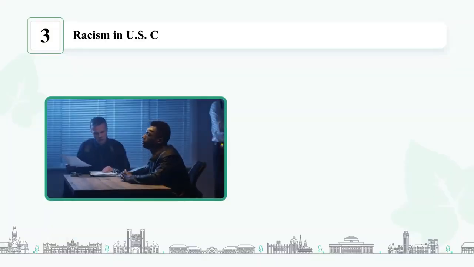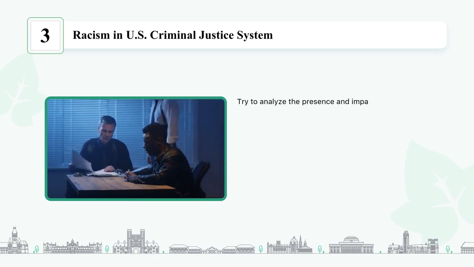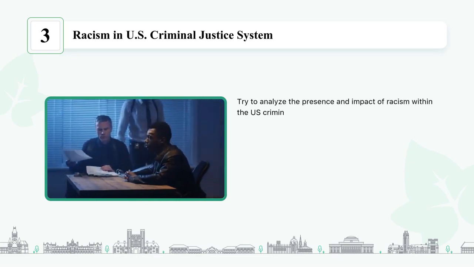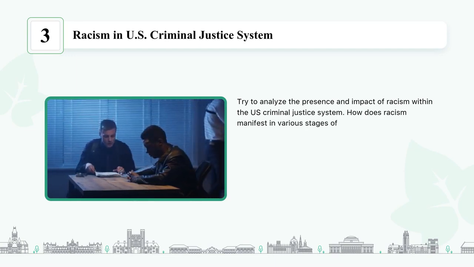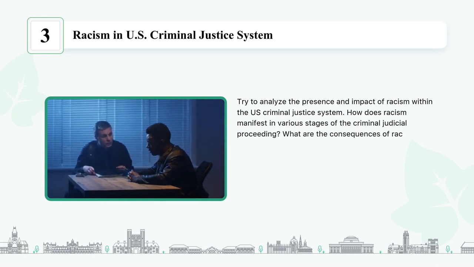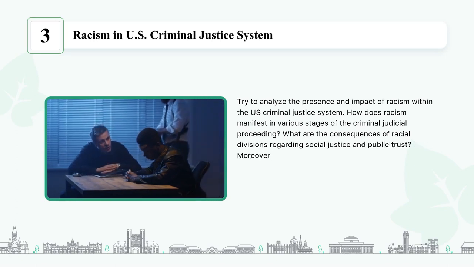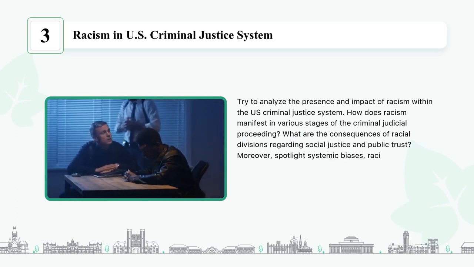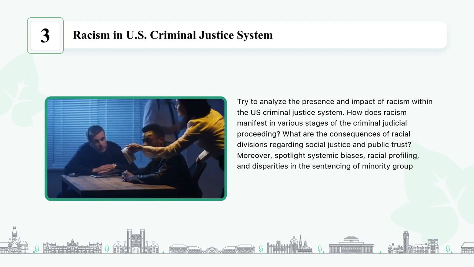Racism in U.S. criminal justice system. Try to analyze the presence and impact of racism within the U.S. criminal justice system. How does racism manifest in various stages of the criminal judicial proceeding? What are the consequences of racial divisions regarding social justice and public trust? Moreover, spotlight systemic biases, racial profiling, and disparities in the sentencing of minority groups.